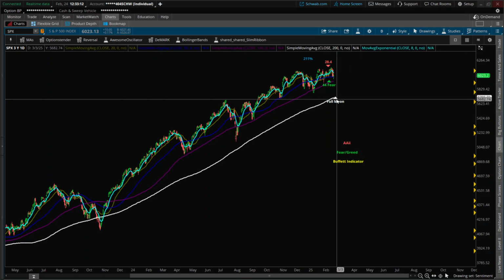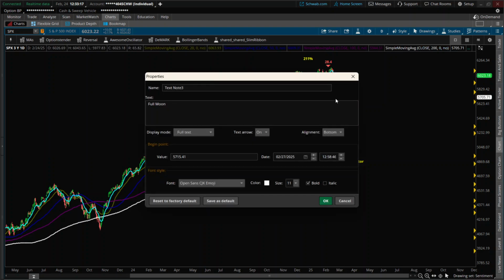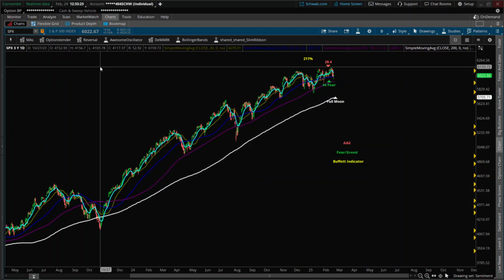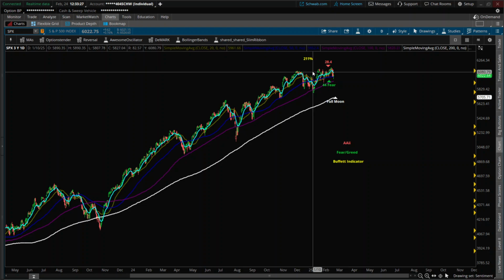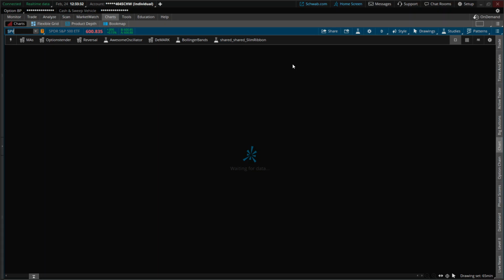And we have a full moon coming up on 227. Now, I know this is boring stuff, but I'm going to leave that more for the weekend. But I just want to give you a heads up. We're taking a look at the Buffett indicator, so we're putting that label on here. So let's go ahead and go to SPY. Let's do our regular analysis.